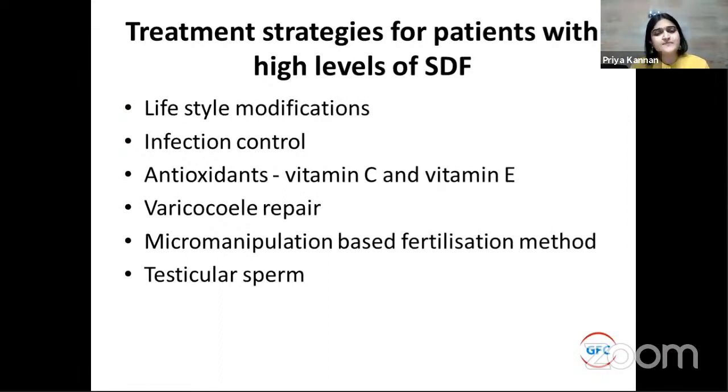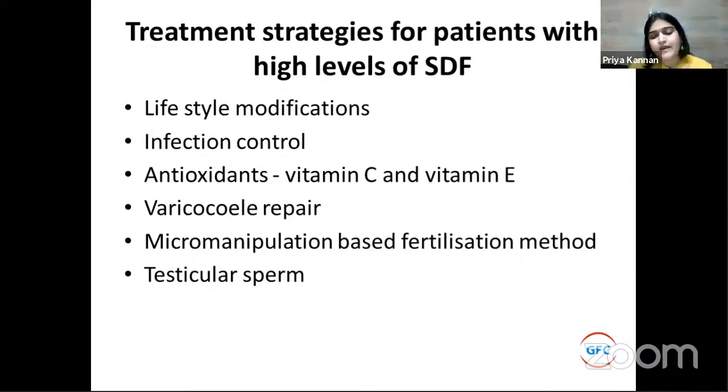How do we treat sperm DNA fragmentation? Most important is lifestyle modification. Other things which can reduce the DNA damage include infection control, addition of antioxidants, especially vitamin C and vitamin E in their full dose, that is 1500 milligrams of vitamin C and 400 milligrams of vitamin E, varicocele repair, advice of micromanipulation-based fertilization methods, and testicular sperm.